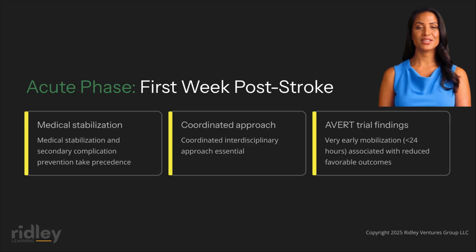Let us now examine the acute phase of stroke rehabilitation, which encompasses the initial period from stroke onset through approximately the first week of hospitalization. During this critical window, medical stabilization and prevention of secondary complications take precedence, while early rehabilitation interventions are carefully initiated. This phase is characterized by heightened neurological vulnerability, evolving stroke pathophysiology, and the need for intensive medical monitoring that shapes the scope and intensity of permissible rehabilitation activities.